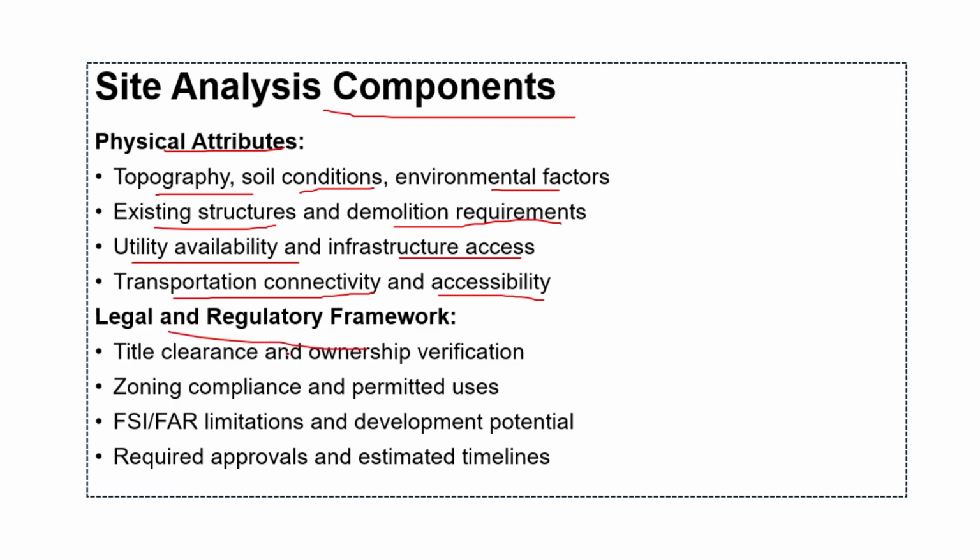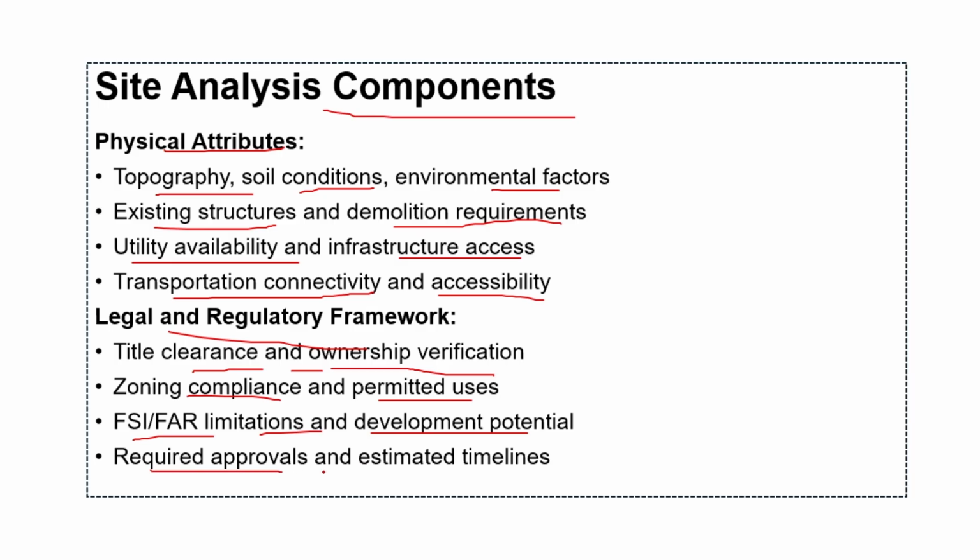Then legal regulatory framework. So title clearance is there, ownership verification from where we are about to purchase. So all that is clear or not. Then zoning compliance, whether we are allowed or permitted to make what we are thinking of. So for example, if we are thinking of a mall, are we allowed to make that or not? And then FSI, FAR limitations. So if we are going for multi-story, what number of floors can we go for. So all that we will check.